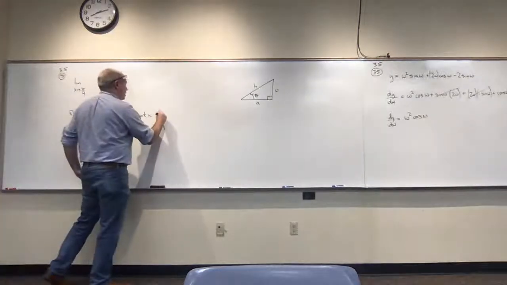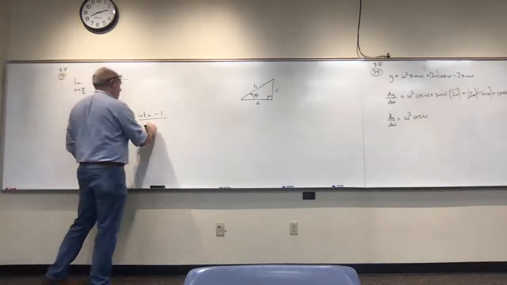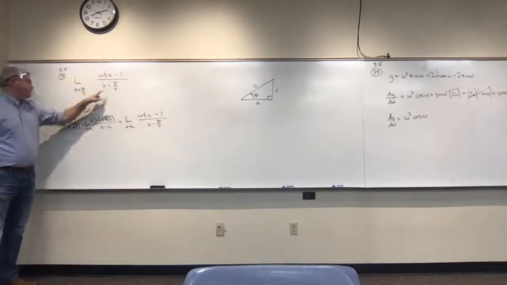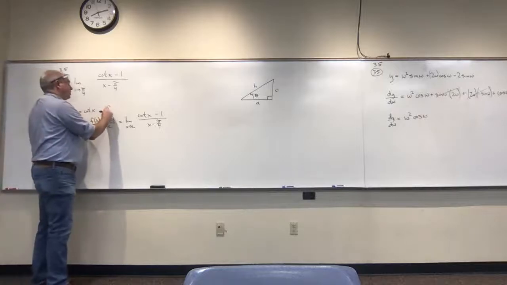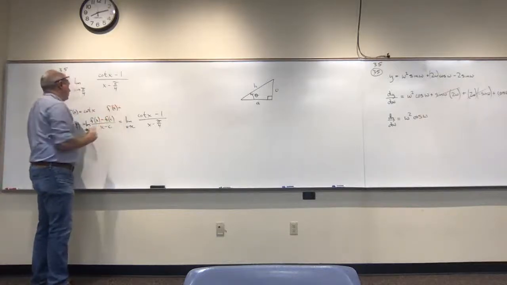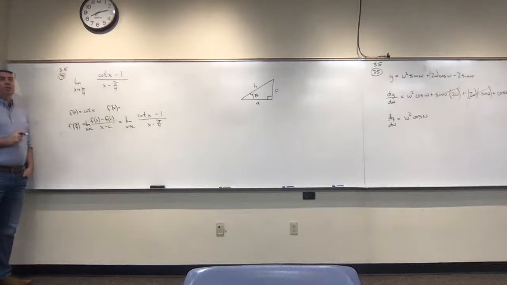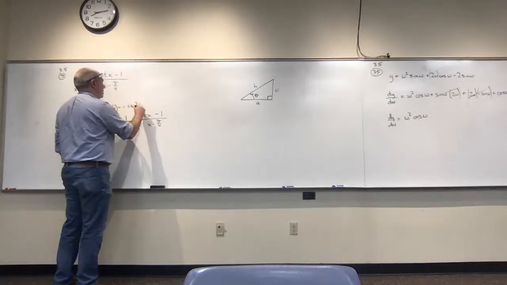This ends up being 1. And on the bottom, this is x minus pi over 4. So really what I'm asking is, what's the derivative of this function at pi over 4? But we know what the derivative of that function is. Does anybody remember what it is? Of cotangent of x, what's the derivative of cotangent? Negative cosecant squared x.